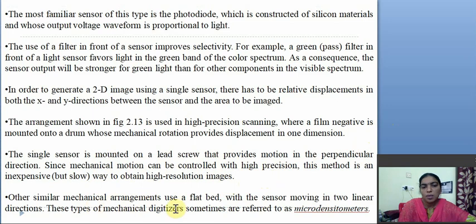Other similar mechanical arrangements use a flat bed with a sensor moving in two linear directions, right? In the previous case we have seen one circular motion and another a linear motion. Now here we are using two linear motions. That arrangement is said to be a flat bed arrangement. These are called microdensitometers, right?